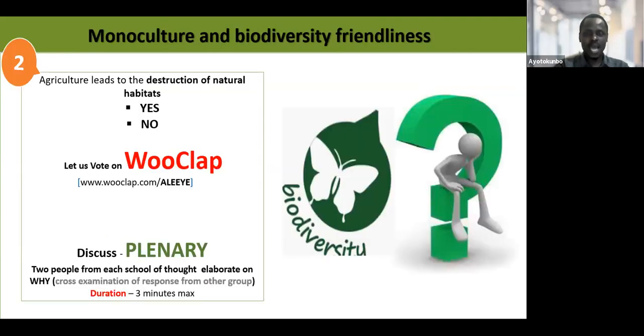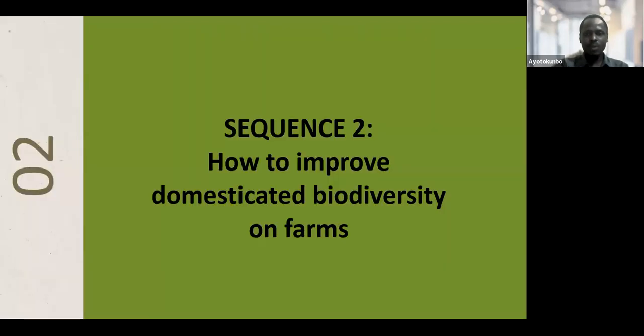And we asked a question: does agriculture destroy natural habitats? All of us went for yes, which is actually correct. In an attempt to expand our farm, we destroy the habitat of these natural origins, and in attempts to boost our production, we break down biodiversity. Okay, we went to the second topic, which has to do with how to improve domesticated biodiversity on our farms.